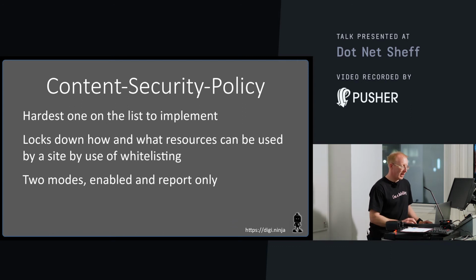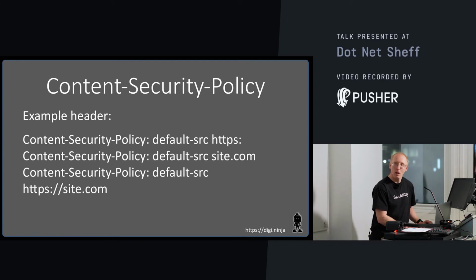So there's a lot of settings in it. It's got two modes, enabled and report only. I'll mention report only again in a minute. Top example there, default source, HTTPS. What that says is you can pull in any content you want into the site as long as it's over HTTPS. So no non-secure traffic. You could say, I don't care whether it's HTTPS or HTTP, as long as it comes from site.com. You could say it's got to come from HTTPS site.com. So you can sort of get granular like that on it.